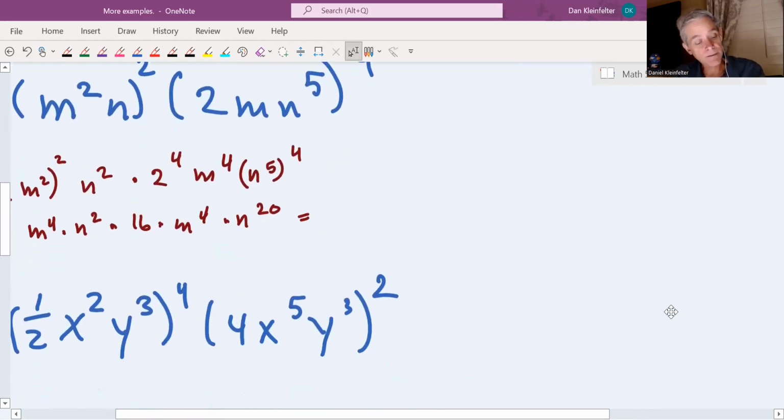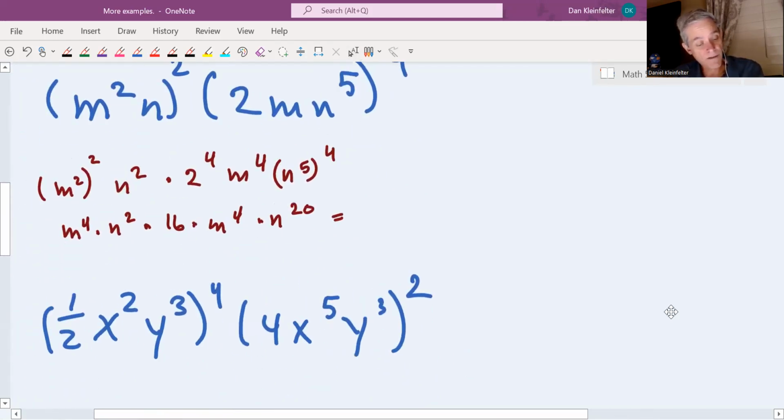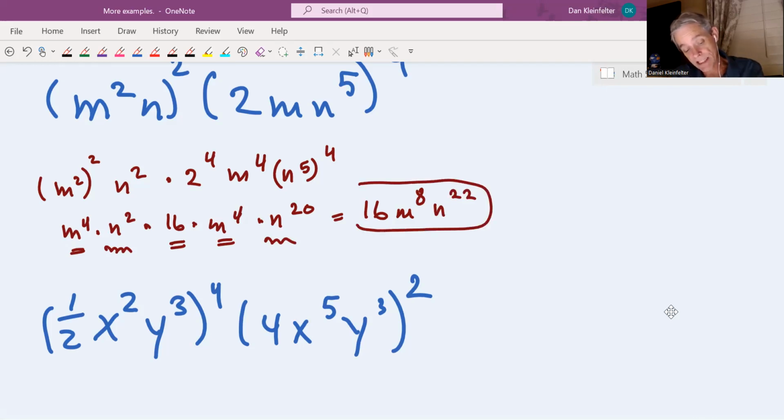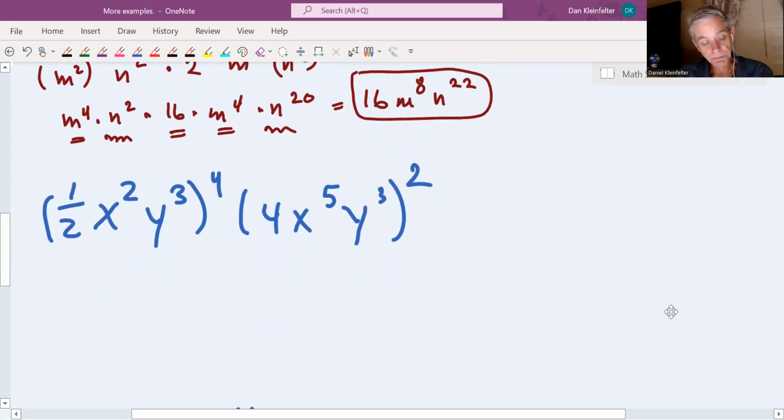Okay, so now we have 16. And then m to the fourth power twice. We have 2 of those. That will be m to the 8th power. We're multiplying, so we're adding exponents. And then n squared times n to the 20th. That will be n to the 22nd. Okay, once again, no parentheses, each base written only once, and no powers raised to powers.